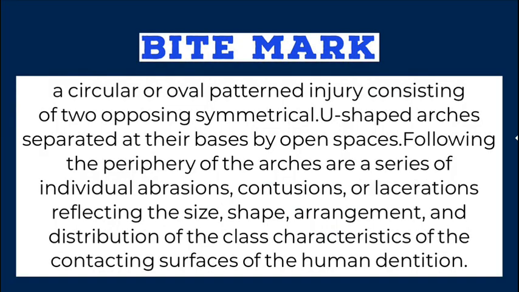Bite mark. It is a circular or oval patterned injury consisting of two opposing symmetrical U-shaped arches separated at their bases by open spaces. Following the periphery of the arches are a series of individual abrasions, contusions, or lacerations reflecting the size, shape, arrangement, and distribution of the class characteristics of the contacting surfaces of the human dentition.